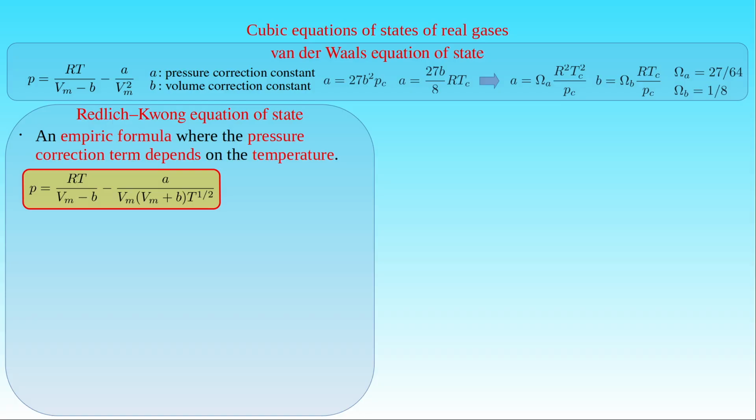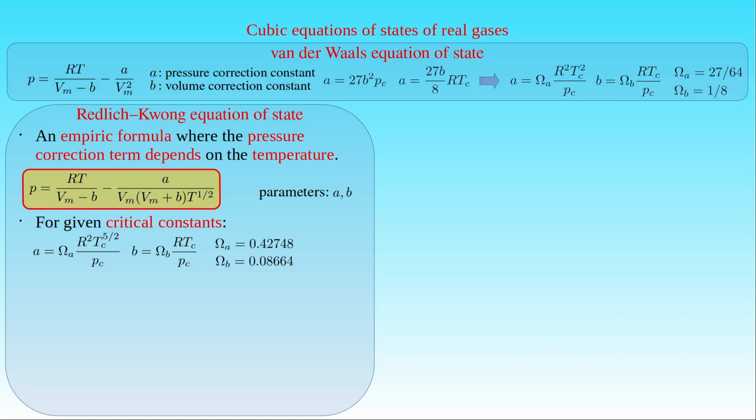The parameters of the Redlich-Kwong equation of state are still the pressure and volume correction constants A and B of the gas, and they can be expressed in terms of the critical constants of the gas from the vanishing first and second order derivatives of the pressure with respect to the molar volume evaluated in the critical point of the gas. As a result, the pressure correction constant A is given by omega A times R squared times Tc raised to the power 5 over 2, over Pc, whereas the volume correction constant can be written as omega B times R times Tc over Pc, with the constants omega A and omega B equal to 0.42748 and 0.08664, respectively.